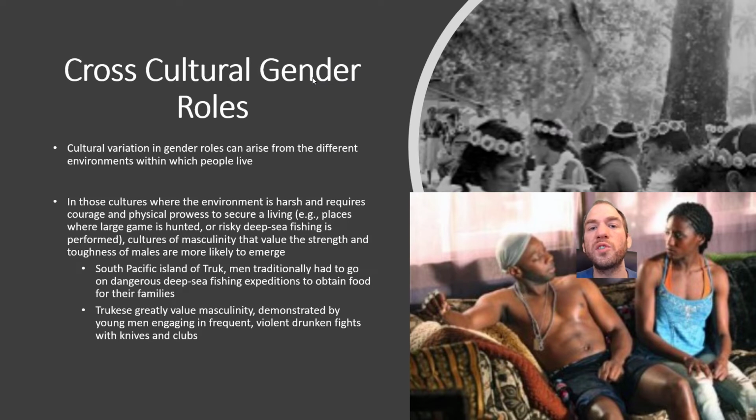Moving on to gender roles across cultures. Cultural variation in gender roles can arise from the different environments within which people live. In those cultures where the environment is harsh and requires courage and physical prowess to secure a living, such as places where large game is hunted or risky deep-sea fishing is performed, cultures of masculinity that value the strength and toughness of males are more likely to emerge. On the South Pacific island of Truk, men traditionally had to go on dangerous deep-sea fishing expeditions to obtain food for their families. Trukese greatly value masculinity, demonstrated by young men engaging in frequent violent drunken fights with knives and clubs.